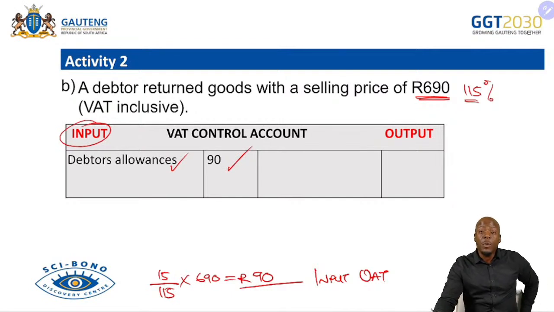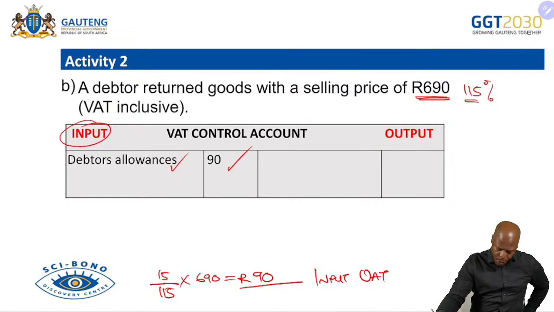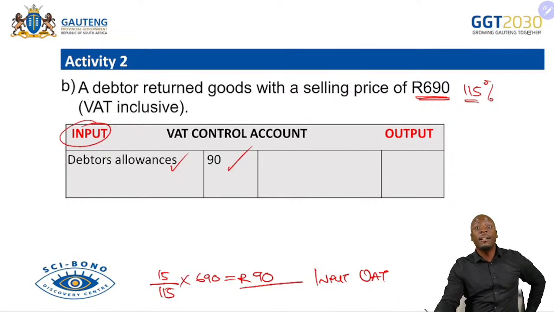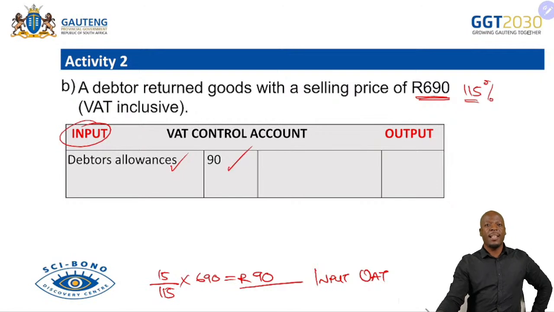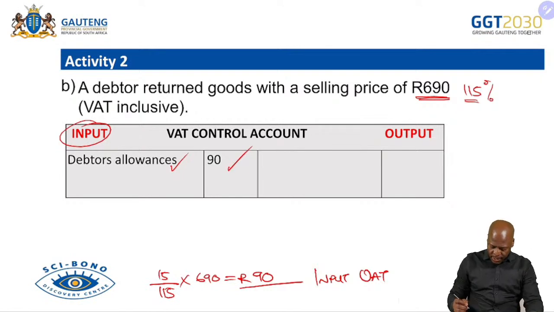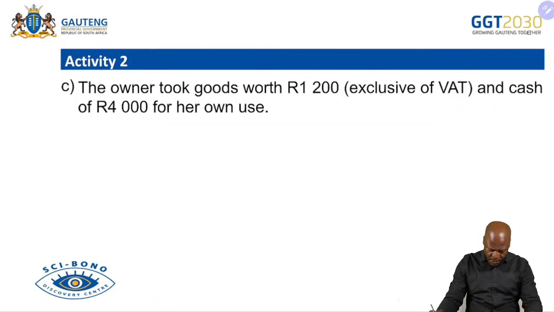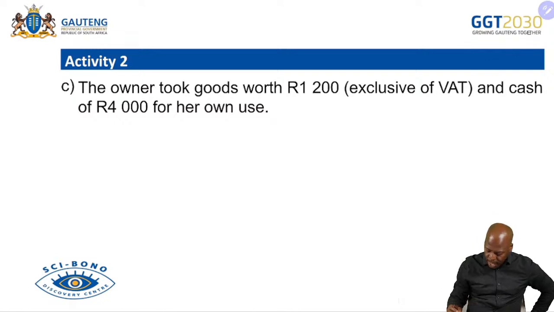Okay. I want us to quickly go on now again to information number C. Let's hear what information C is saying. The owner took goods. If the owner is taking goods for personal use, what do we call that? Drawings. Okay, so the owner took goods worth 1,200. Exclusive. Exclusive means 100%.